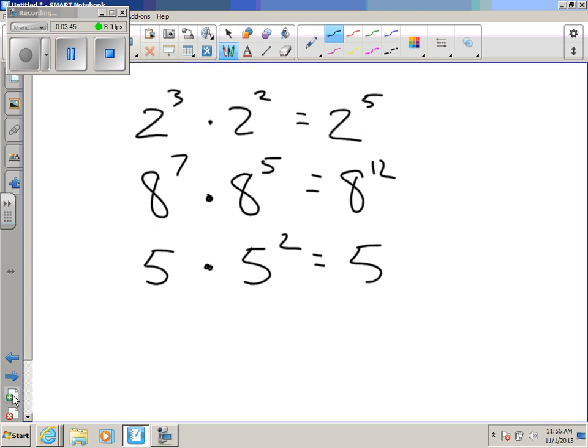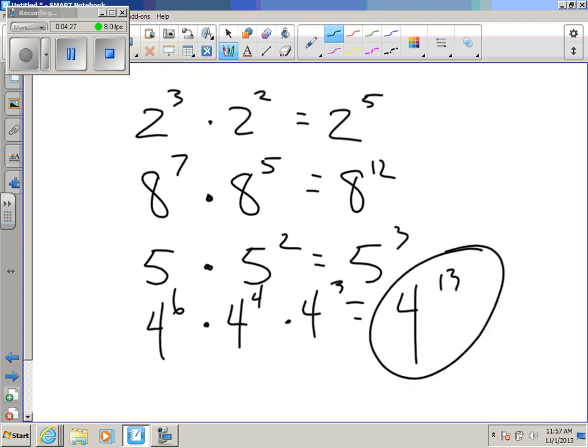How many 5s are here? 1 plus the 2, 3. We don't write 5 as 5 to the first. It's just 5. And then 4 to the 6th times 4 to the 4th times 4 to the 3rd. Not 14th, 13th. Good.